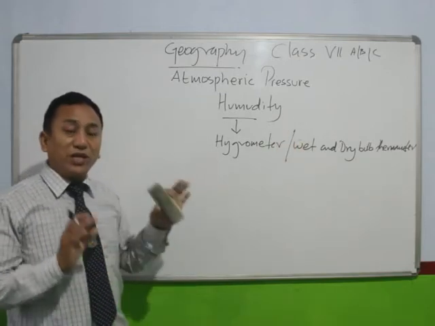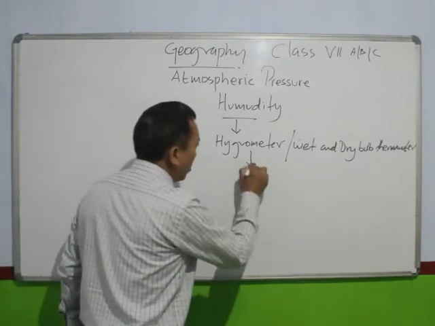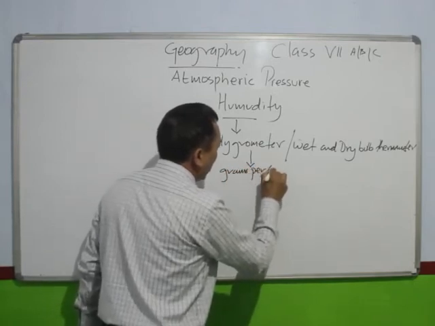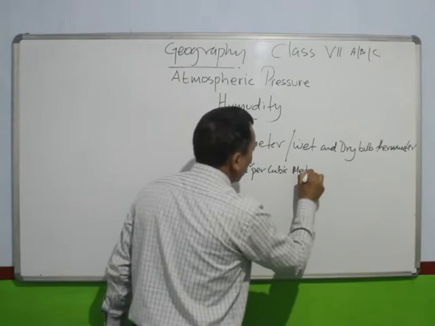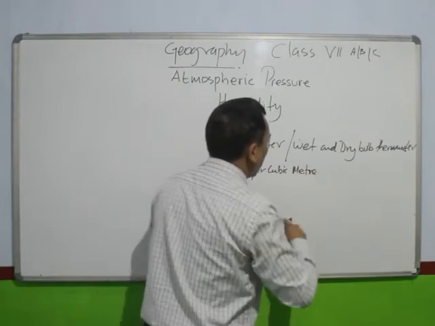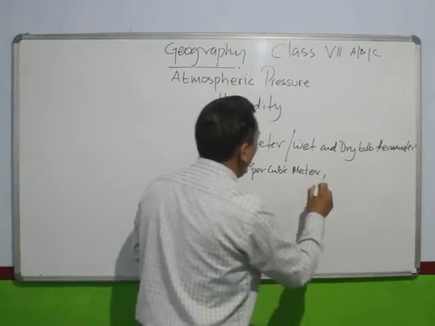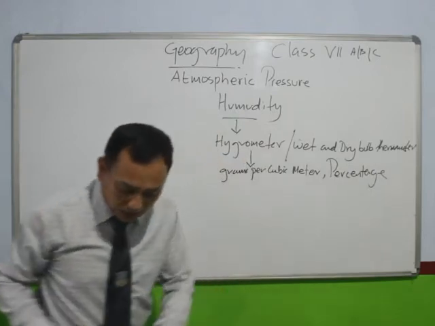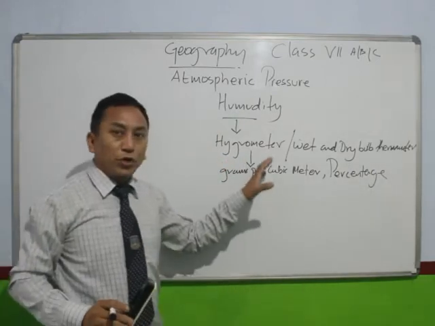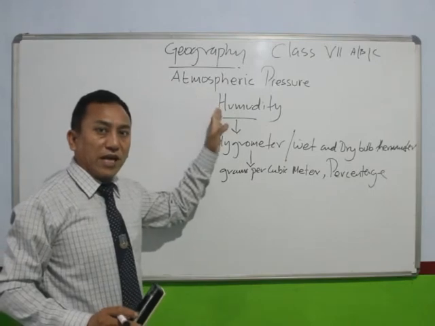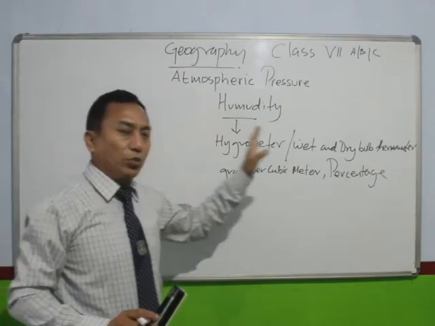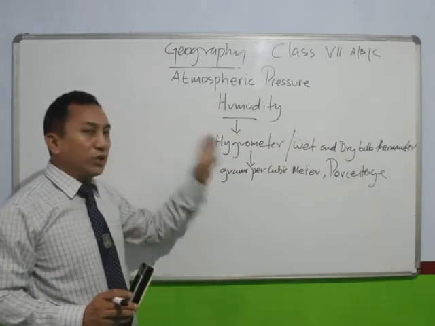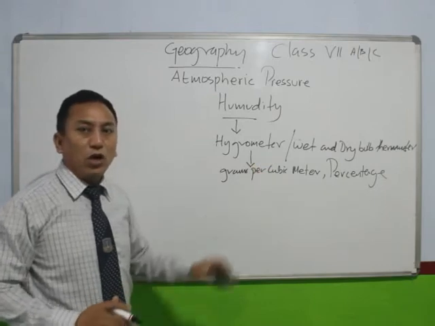Now, to measure humidity, we require a scale. The scales used to record humidity are basically grams per cubic meter and also percentage. It is the amount of water vapor present in the air. It is measured by an instrument called the hygrometer or the wet and dry bulb thermometer, and the scale used to record humidity is grams per cubic meter or percentage.